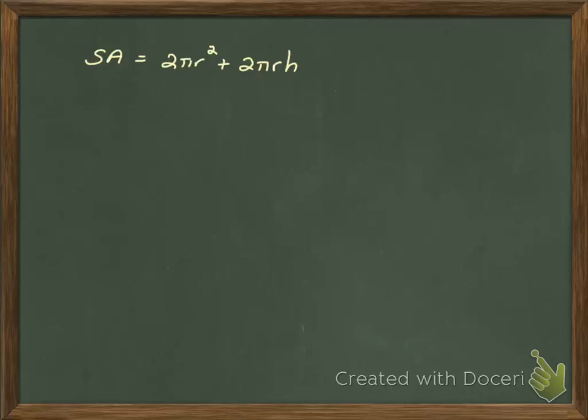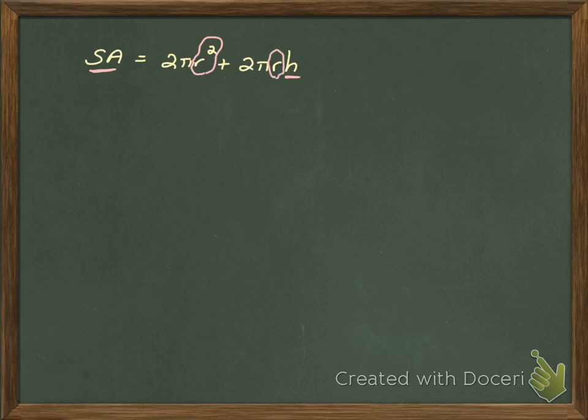Okay, so in this problem, we are talking about the surface area of a cylindrical can. So if we have a cylinder, the formula for the surface area is given by 2 pi r squared plus 2 pi rh. And in this problem, we are asked to find the radius. That means we have to be given the values of the other variables. So we're going to be given the surface area, we're going to be given the height, and then we're going to be looking for r, okay?